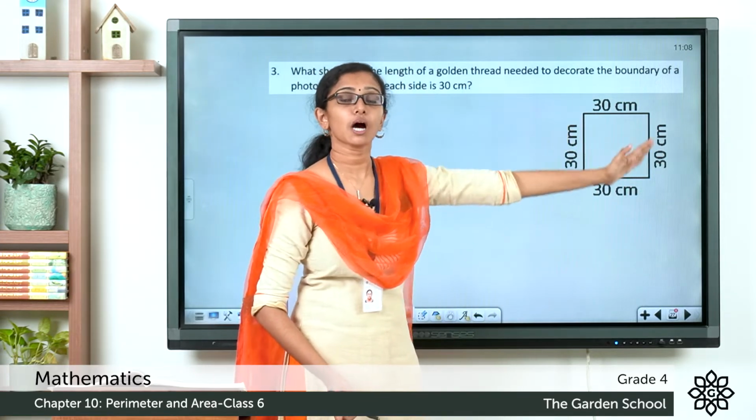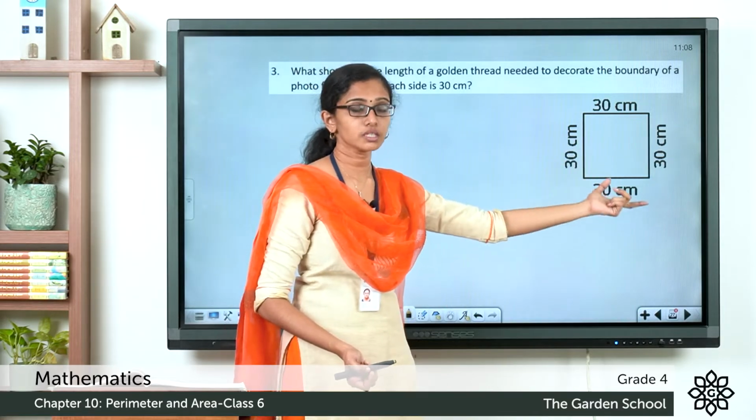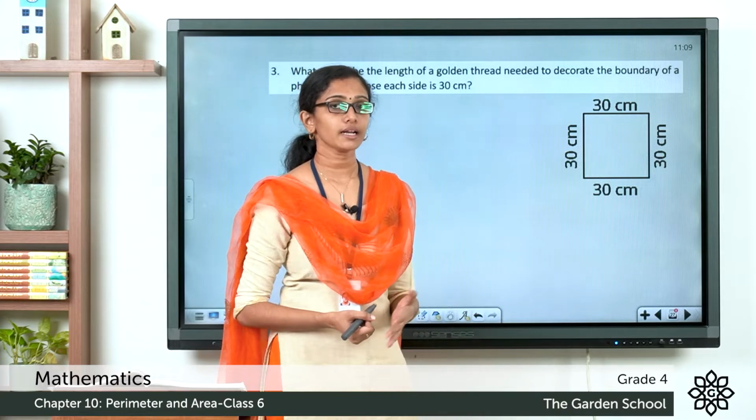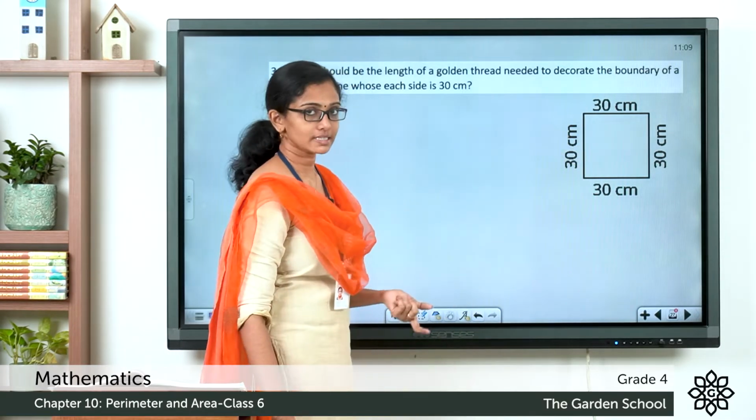The length of the boundary means what? You have to find out the perimeter of this square photo frame. So, what is the perimeter of a square? 4 times its side. And what is the side? 30 centimeter. So, let's see the steps.